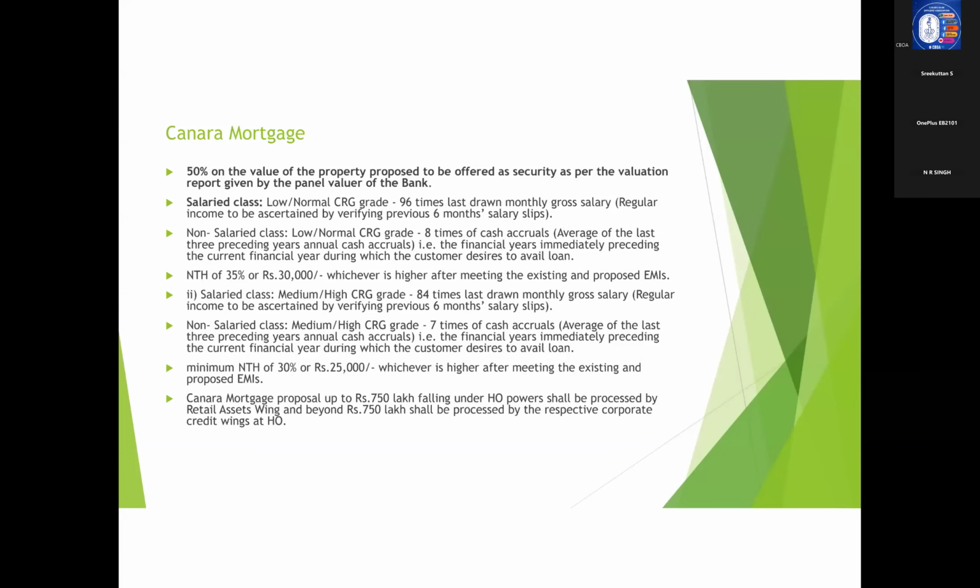Old car of 3 years or 5 years? For an old car, the age of the car should be maximum 3 years only. But the repayment we can give up to 5 years. That is the concept. See, you should not actually confuse these things with the staff loans and all. Staff loans, it is an entirely different category.